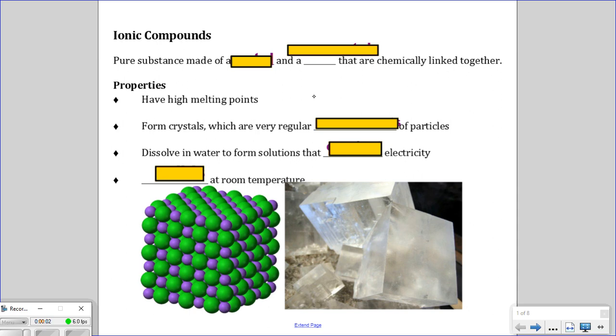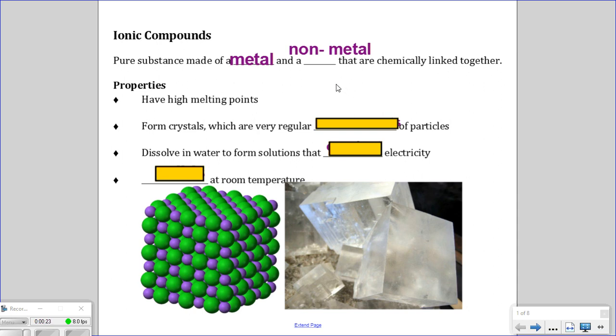This video will go through ionic compounds, what they are, why they form, how to name them, and how to write chemical formulas for them. We'll start with what they are. Ionic compounds are pure substances made of a metal and a nonmetal that are chemically linked together.